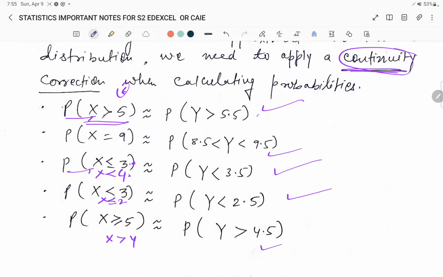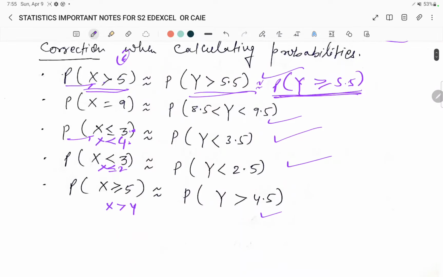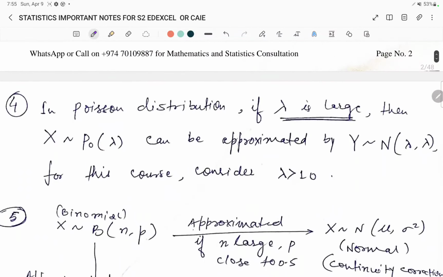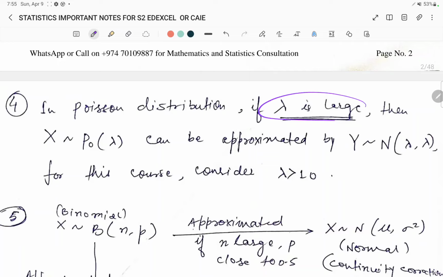For example, this is normal, so I can write P of Y greater than or equal to 5.5. It doesn't matter, because this is normal, it is continuous, right? Now in Poisson distribution, we are going to convert even Poisson to normal, but there is some case. If lambda is very large, then this Poisson distribution also can be converted to normal.